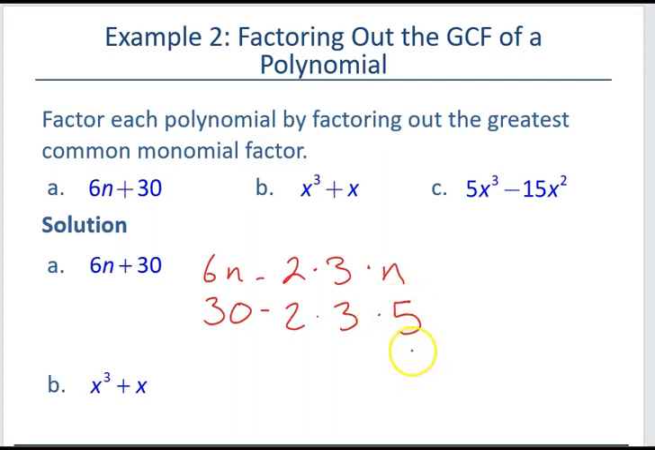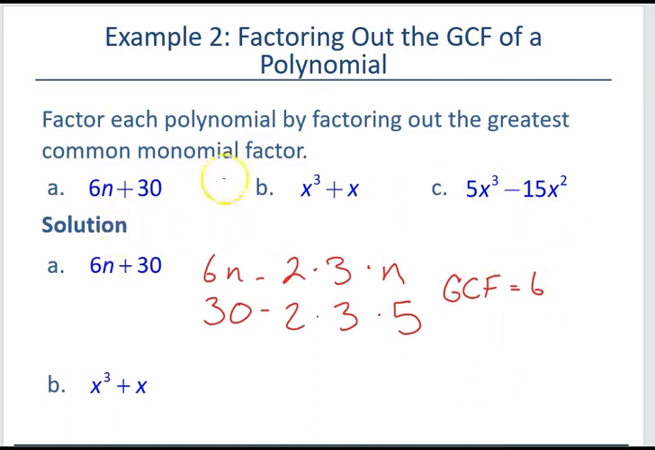So there's the prime factorization there. But notice we don't have an n. So the only prime factorization we have here is going to be the 2 times 3. So our GCF is going to be 6.